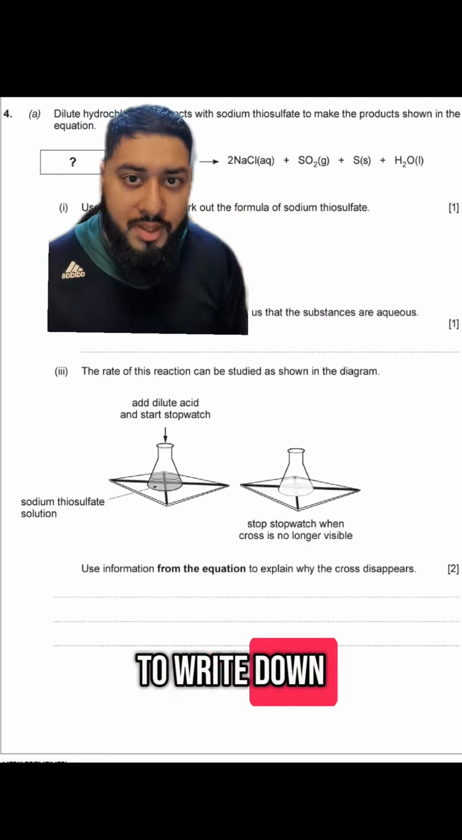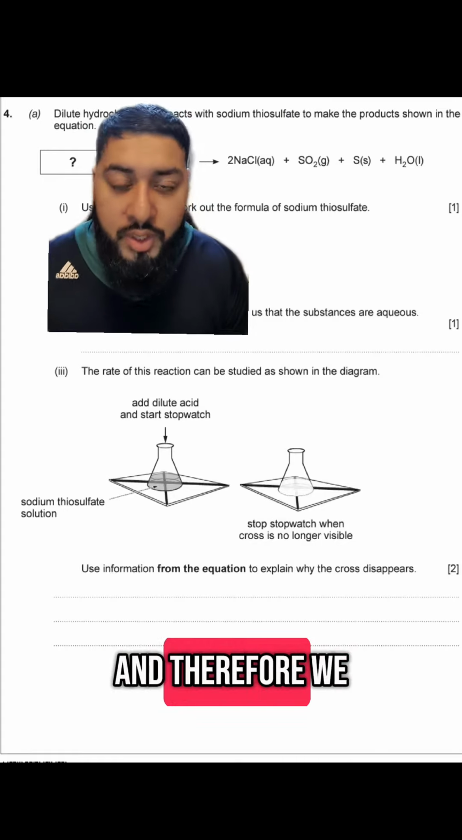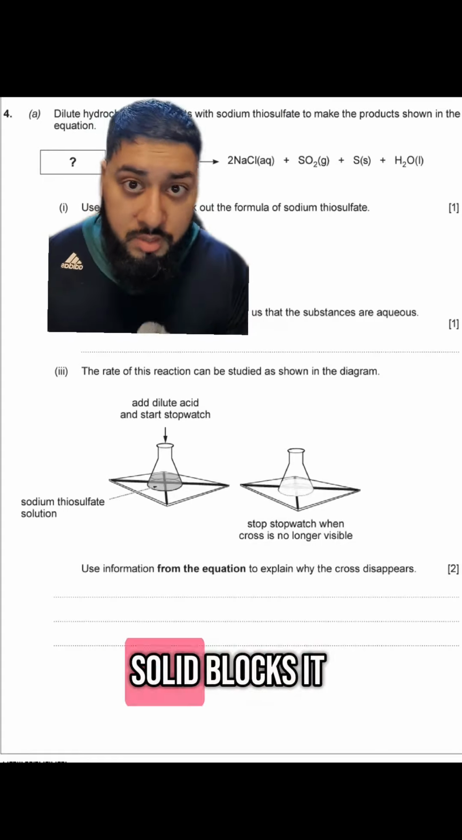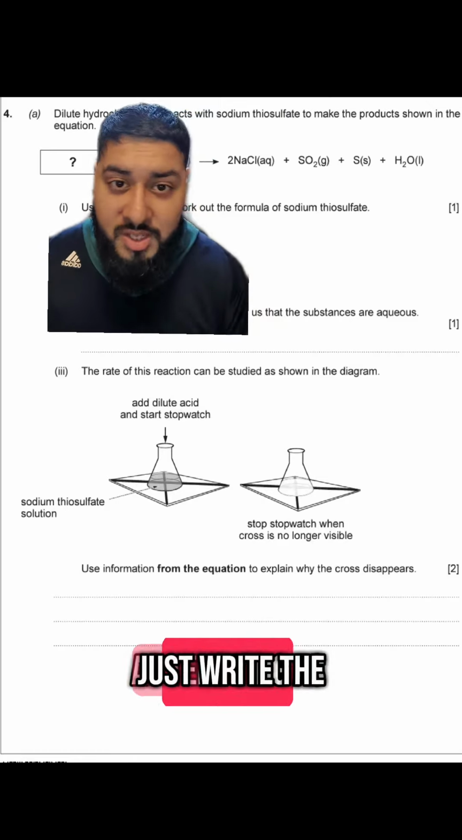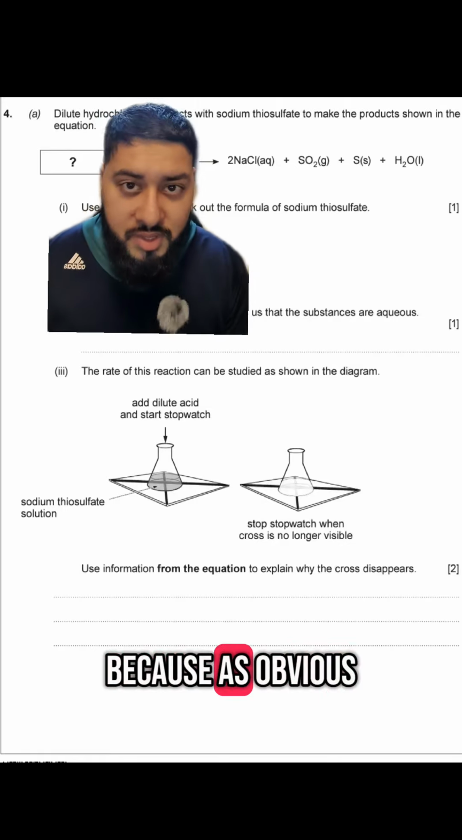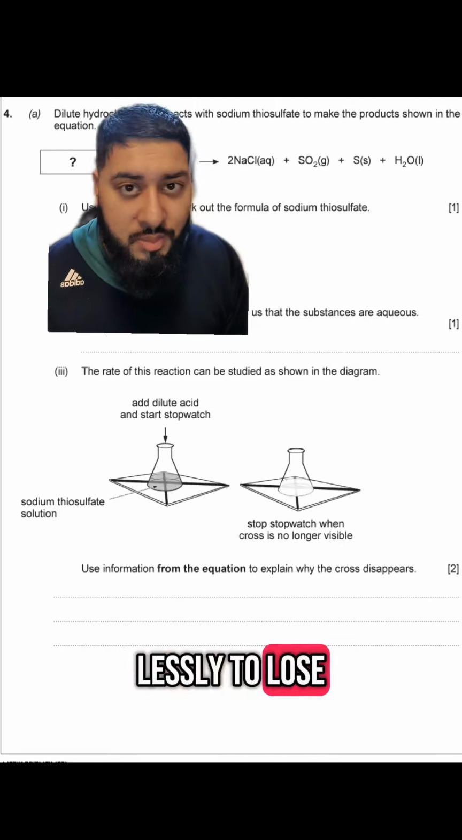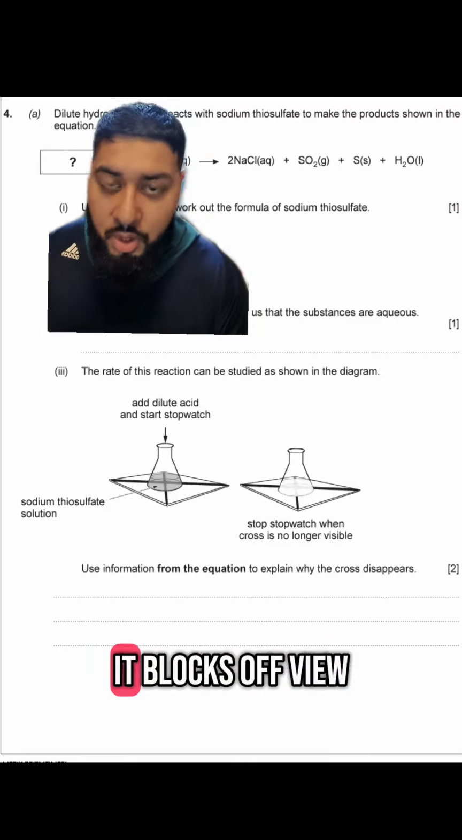So all we need to write down is that a solid forms or a precipitate forms, and therefore we can't see the cross anymore because the solid blocks it off from view. As tempting as it may be, please do not just write the solid forms. You need to write down it blocks it off from view as well, because as obvious as it may be, you're going to lose out on a mark. The mark scheme specification mentions that you need to mention it blocks off view.